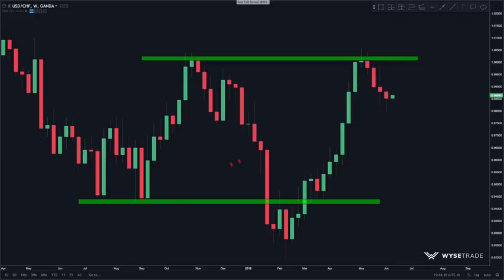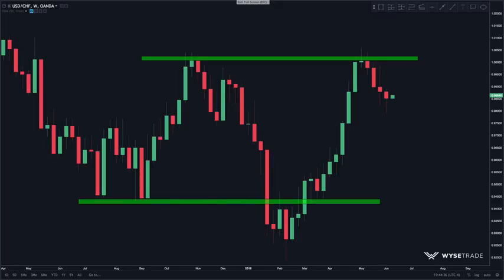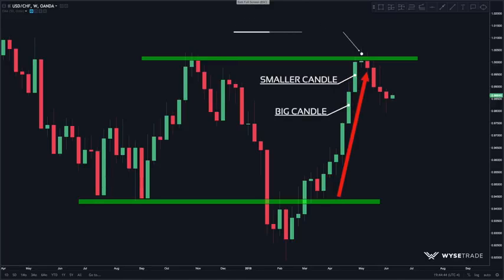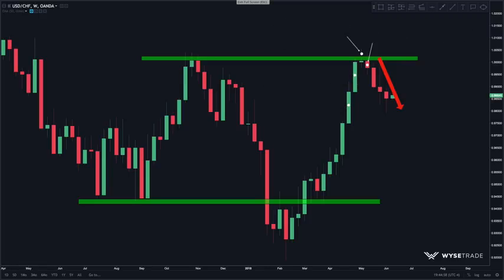Here's the dollar Swiss. We look left and we had a double bottom and then price went up, making this support. And as you can obviously see, there was no trade here because price makes a massive bearish engulfing candle and blows right through support. In contrast, look at what happens at the top. We have a level of resistance here to the left, and as price approaches this level again, we have a big candle, a smaller candle, an even smaller candle that is also a doji and also rejecting resistance, and then finally a red bearish candle that is also rejecting resistance, which then caused a reversal. And then we entered a trade through the intraday time frame.